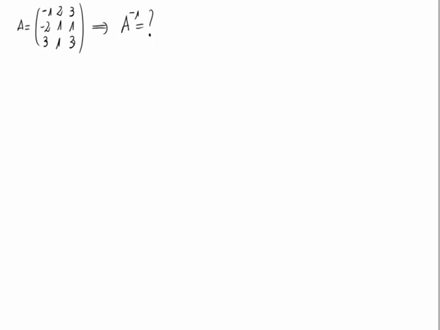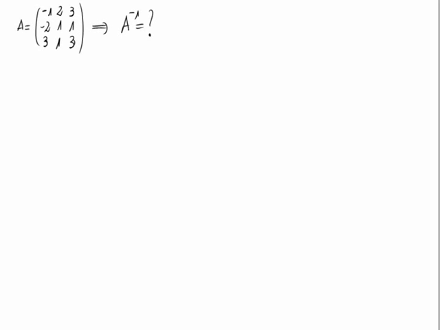Given the matrix that appears on screen, -1, 2, 3, -2, 1, 1, 3, 1, 3, let's calculate the inverse of matrix A. To calculate the inverse matrix of A, we will use Gauss. Gauss consists of the following.